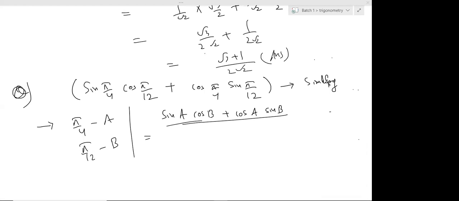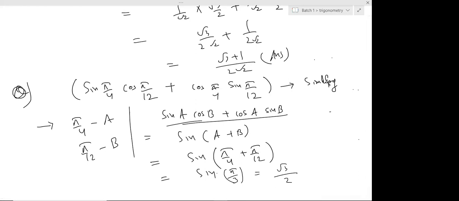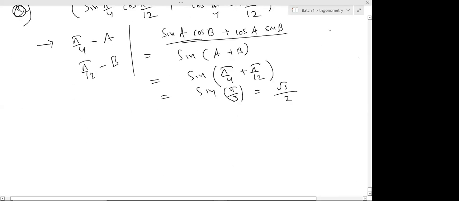Can you tell which formula is this? Sin A plus B. Absolutely right. We can use sin A plus B. So this is sine pi by 4 plus pi by 12, and this is sine 4 pi by 12, that is pi by 3. The value of sine pi by 3 is root 3 upon 2. All right, clear? Gautam, Arsalan, Abdul, Shravya, you already answered. Yes, sir. Okay. Next question.